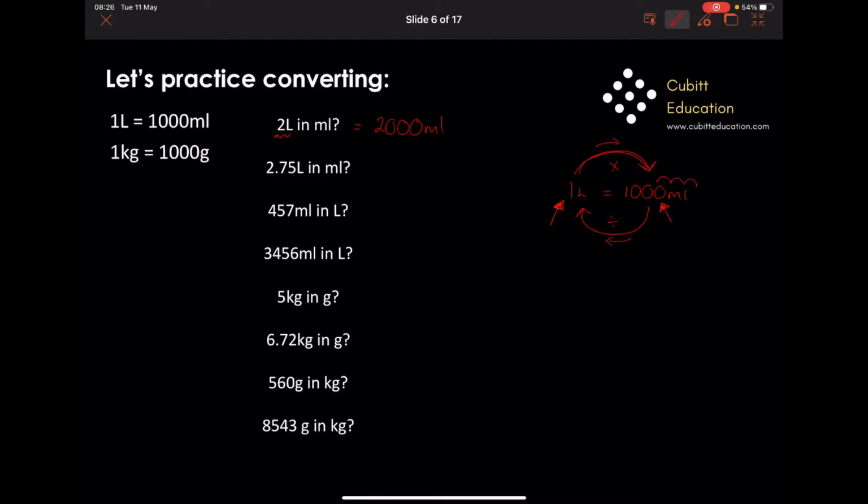And we always multiply by this number, the conversion factor. So we have 2 litres, and we're going to times it by 1,000. And that equals 2,000 mil. That makes sense, doesn't it? Okay, so we've already got that one, that's fine.